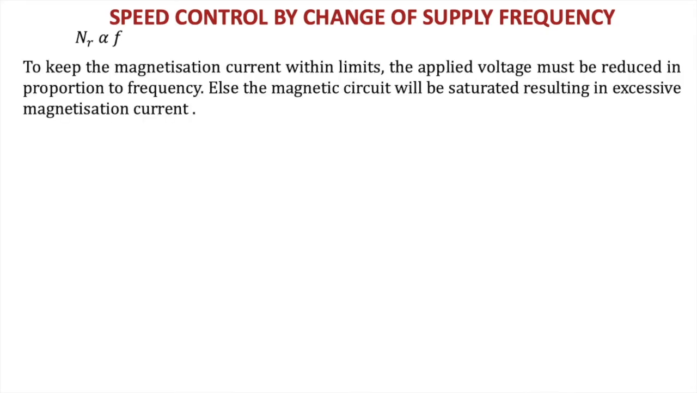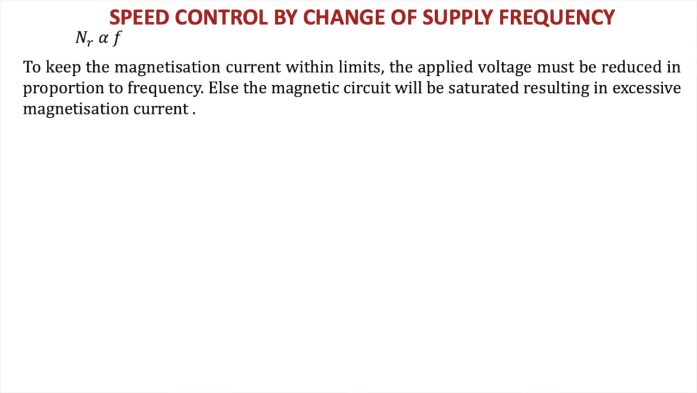So the first thing we'll discuss is the speed control by change of supply frequency. Its limitations also we'll discuss. So the rotor speed is directly proportional to the applied frequency. So to keep the magnetization current within limits, the applied voltage must be reduced in proportion to the frequency. Else the magnetic circuit will be saturated, resulting in excessive magnetizing current.